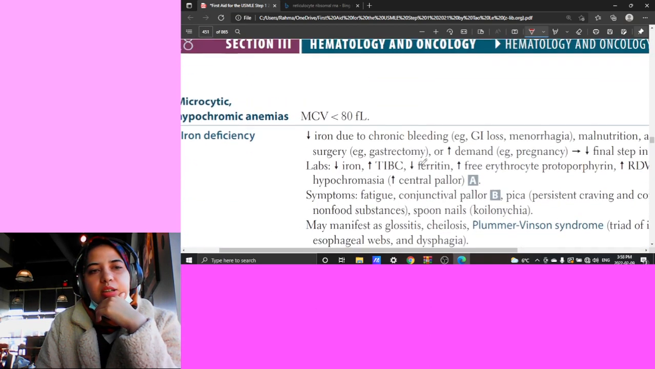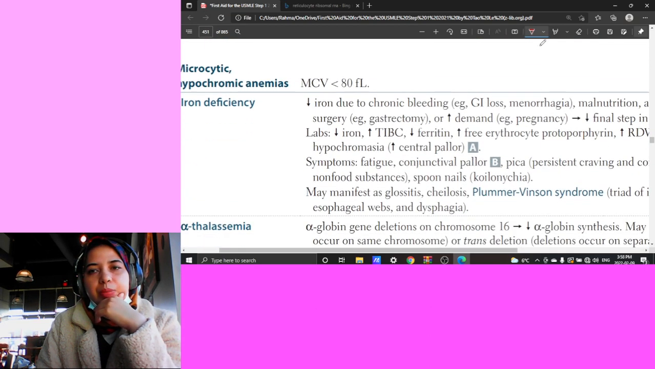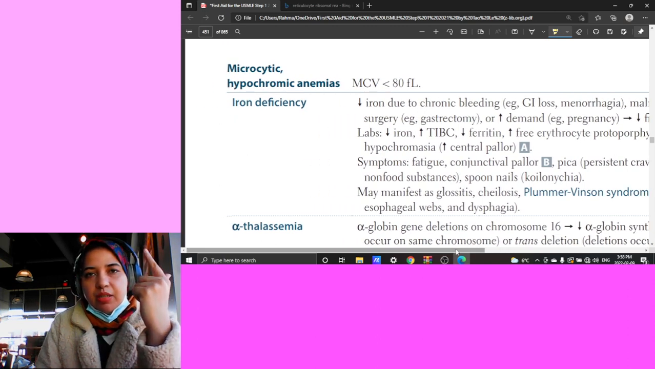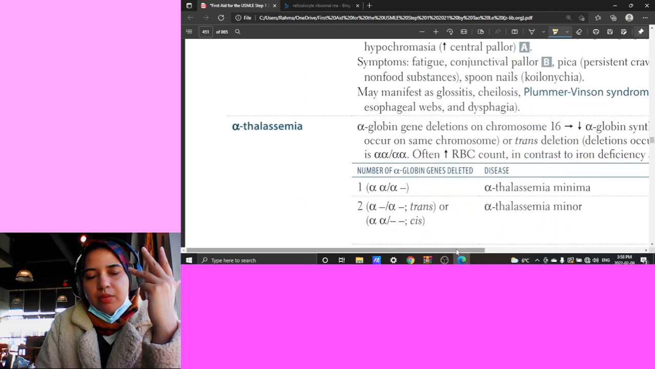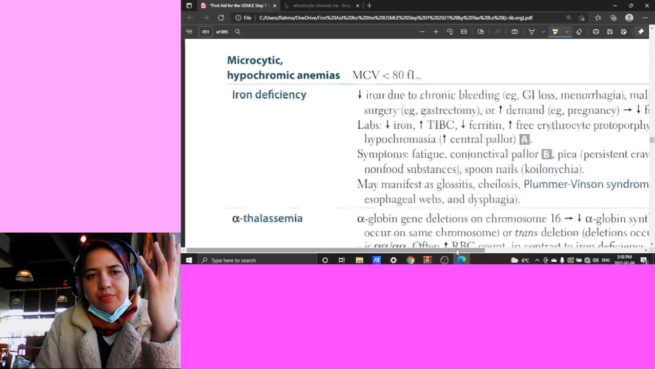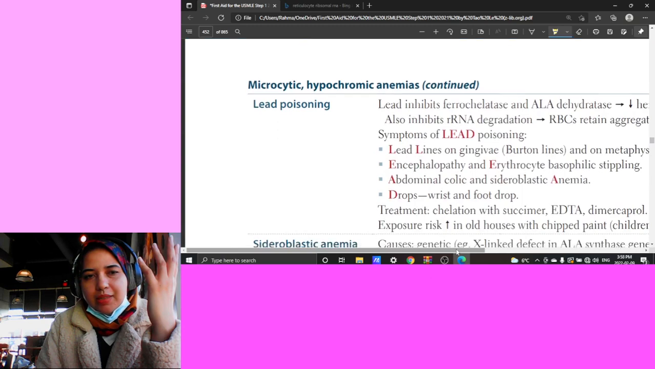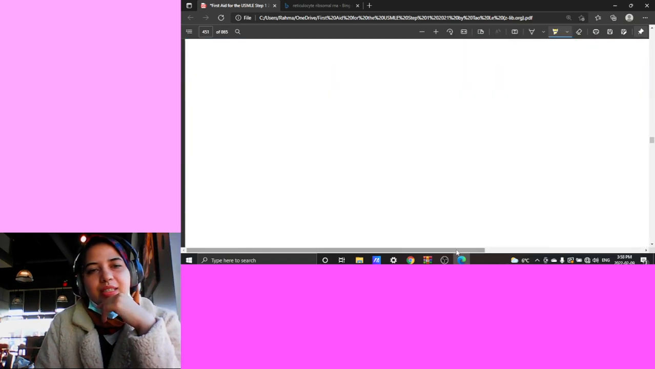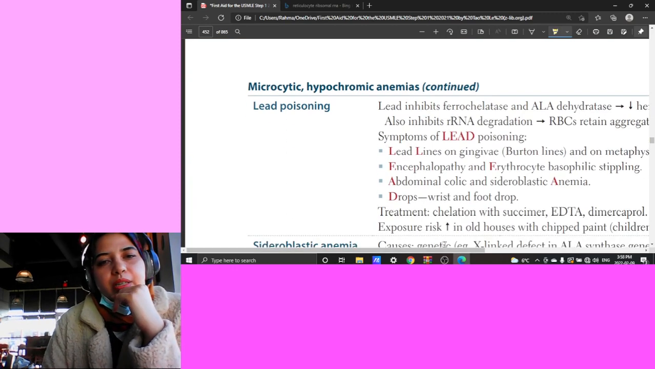Next, let's take a look now at the microcytic hypochromic anemia. Your microcytic anemias are, like we said, iron deficiency, thalassemia, lead poisoning, and anemia of chronic disease. Where did it go? Yes, anemia of chronic disease. So, lead poisoning.